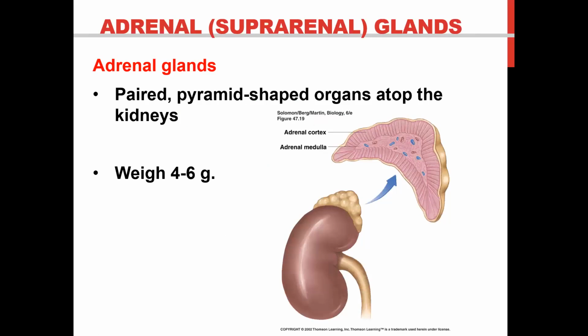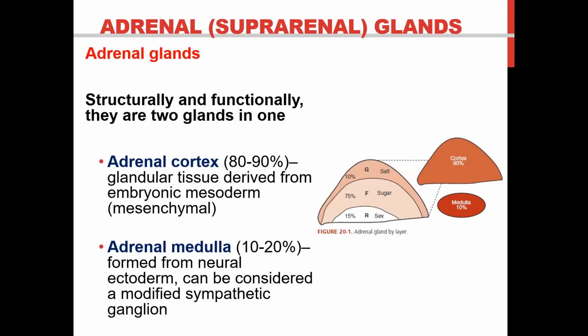To start with, your adrenal glands are paired pyramid-shaped organs atop the kidneys. They weigh about 4 to 6 grams. They are composed of the cortex and the medulla. The cortex comprises 80 to 90%, and this is glandular tissue derived from the embryonic mesoderm or the mesenchymal layer. The medulla comprises 10 to 20%, and is formed from the neural ectoderm and can be considered a modified sympathetic ganglion.